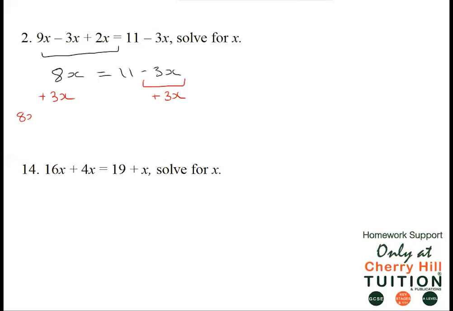We therefore end up with 8x plus 3x is equal to 11 minus 3x plus 3x. On the left-hand side, we can simplify this to 11x, and on the right-hand side, the minus 3x and the plus 3x cancel out, leaving us with 11. Okay?